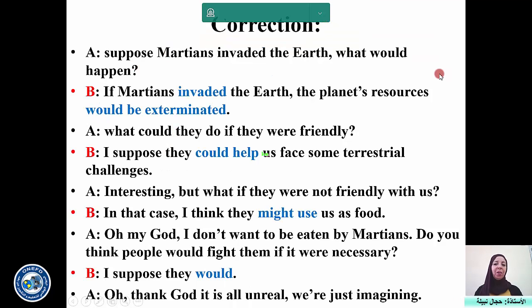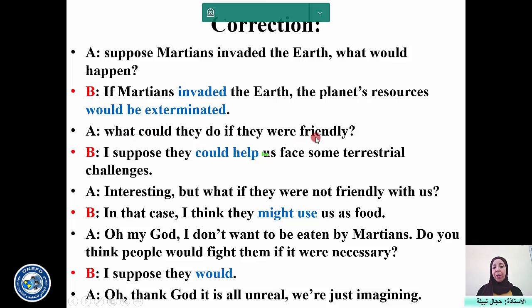Suppose Martians invaded the Earth, what would happen? If Martians invaded the Earth, the planet's resources would be exterminated. They would be finished. Okay? Past simple, conditional, present. Okay? Of course, you can see here would be exterminated simply because it is in the passive form.